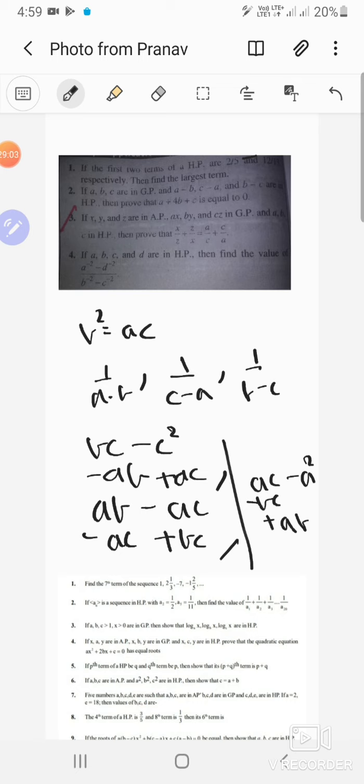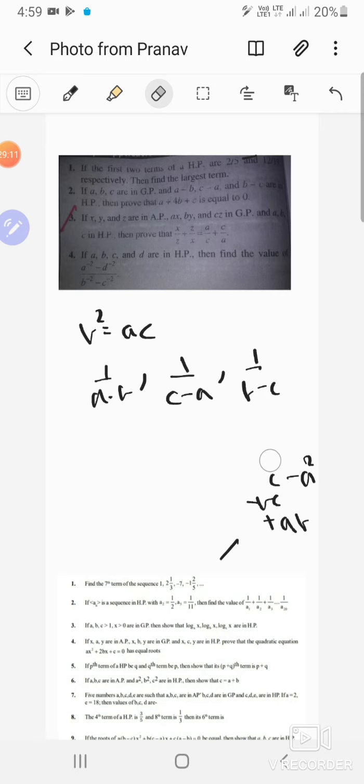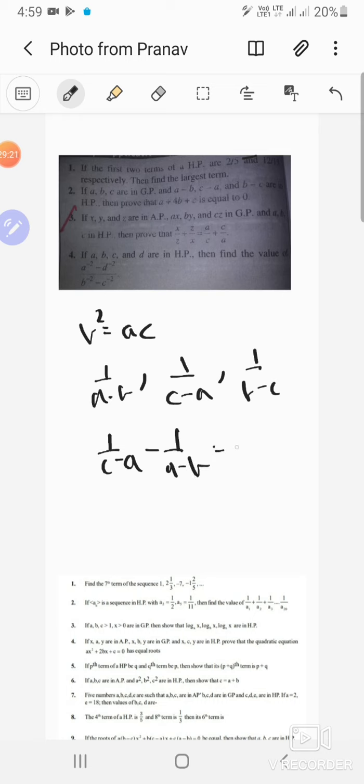Prove that A plus 4B plus C is equal to 0. Instead of doing all this, let's just go by our usual method, and I should stop being creative now. So this term minus this term, which is 1 by C minus A minus 1 by A minus B, that's going to be equal to this term minus this term, which is 1 by B minus C minus 1 by C minus A. Let's do cross multiplication.